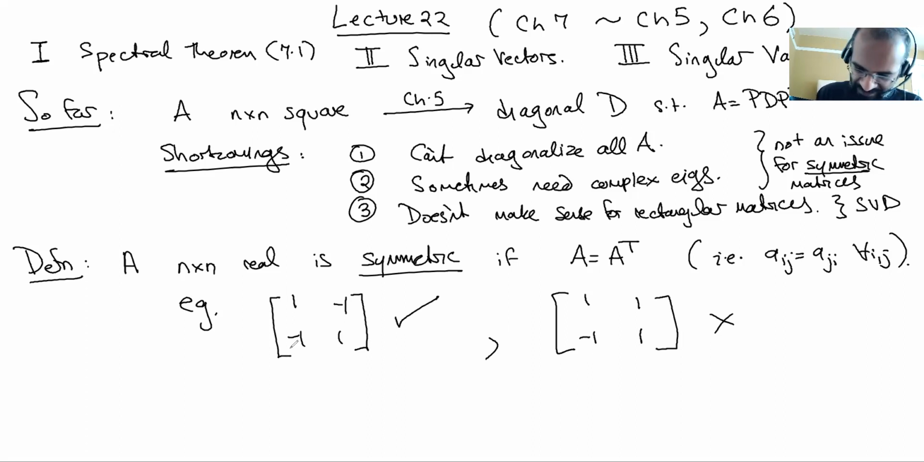And symmetric matrices are really important. In fact, in physics, for example, almost all matrices that show up are symmetric. And we're going to see that they have a bunch of special properties. The special property we're going to be interested in is called orthogonal diagonalizability. So let me define that on the next slide.